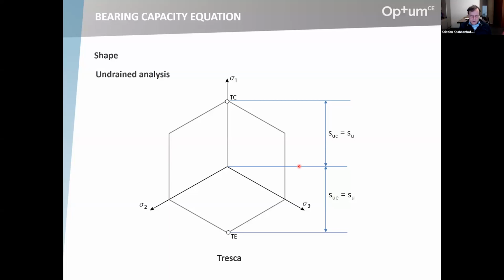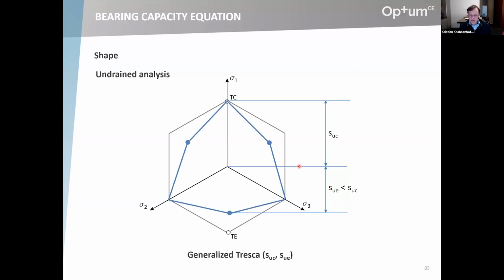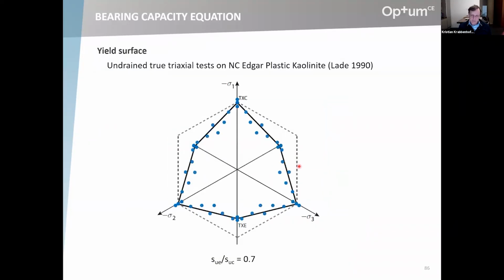In 2D, Tresca is what is typically used, and that's fine. Then when it comes to 3D, there is usually a difference between the undrained shear strengths in extension and compression. We have the generalized Tresca criterion to take that into account. Again, you specify two strengths, and this ratio of extension to compression is typically around 0.7 for standard isotropic clays. This is an example of some experimental data from Lade.